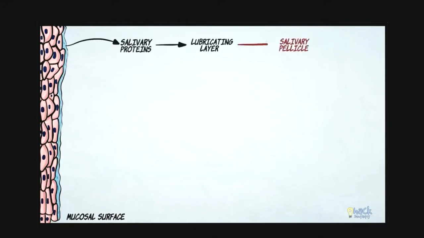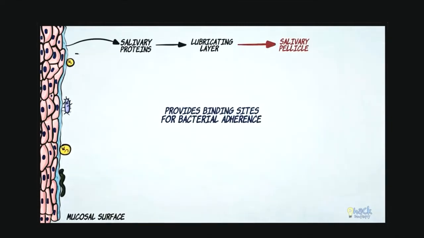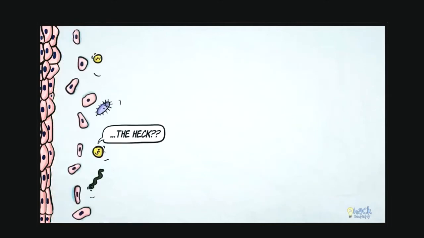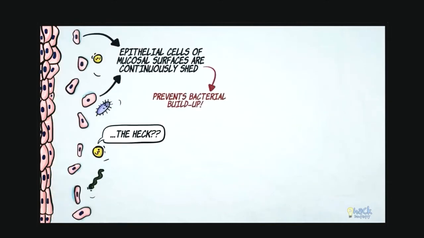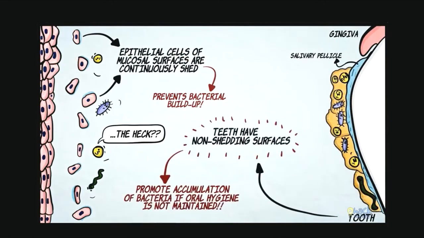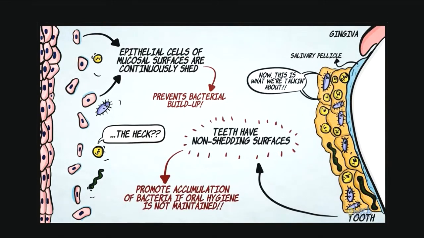Now, salivary proteins help form a lubricating layer called the salivary pellicle on all surfaces in the oral cavity. While this helps in lubrication of mucosal surfaces, it also provides binding sites that help in adherence of bacteria. Luckily, epithelial cells of the mucosal surfaces are continuously shed, and this prevents an excessive accumulation or buildup of bacterial deposits. The teeth, however, provide non-shedding surfaces and promote accumulation of bacterial communities if oral hygiene is not well maintained.